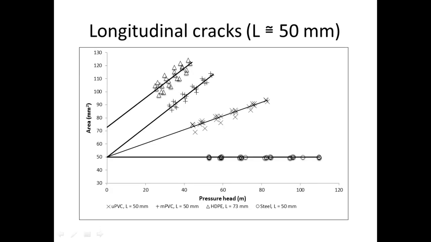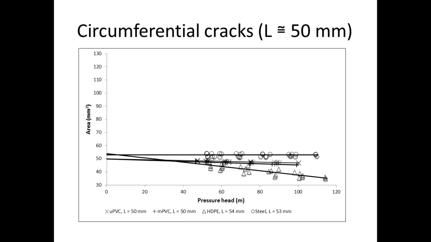If you have longitudinal cracks, we see a much more positive slope, so they expand significantly in area with pressure, depending on the type of material and leak. The exception there is steel pipes, which, at those small diameters, are very stable as well. And then circumferential cracks, we normally get a slightly negative slope there.